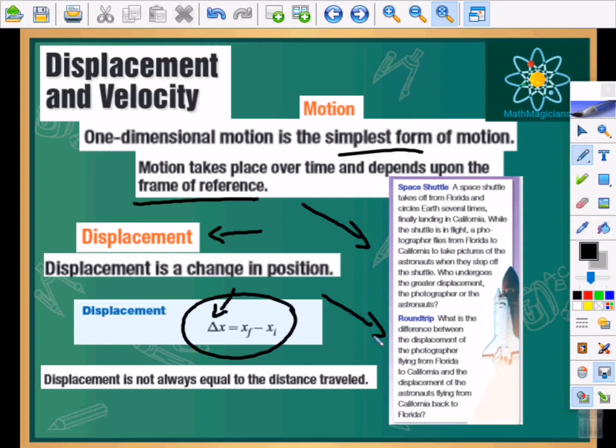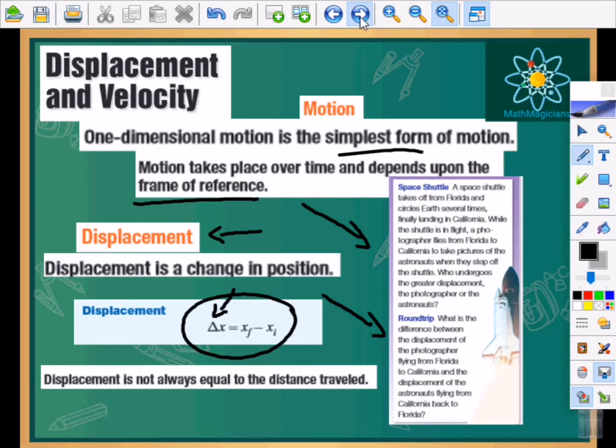The next question says, what is the difference between the displacement of the photographer flying from Florida to California and the displacement of the astronaut flying from California back to Florida? The only difference that they would have would be their direction. One would have a positive direction and the other one a negative direction.